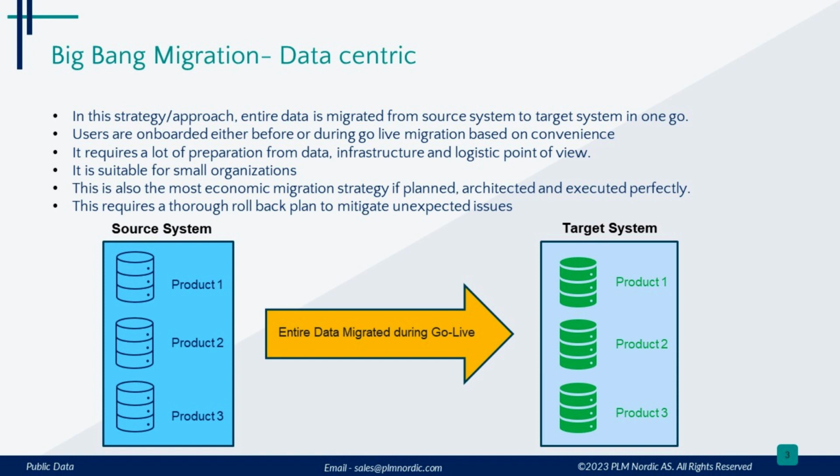Big Bang Data-centric migration approach involves migrating the entire data from the source system to the target system in a single decisive move. In this case, users are either onboard before bulk migration or during migration, as it doesn't matter much because the target system is locked until the production go, no-go decision is made. However, it demands extensive preparation, covering data readiness, infrastructure readiness, and logistics planning. It's particularly well-suited for small organizations with less data to be migrated. This is also the most economic migration strategy if planned, architected and executed perfectly. But, given its comprehensive nature, a robust rollback plan is essential to be able to resume work in the source system during unexpected challenges.